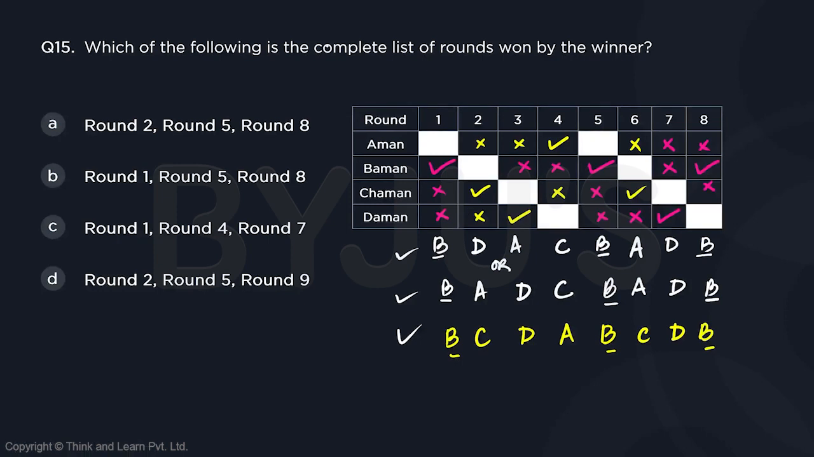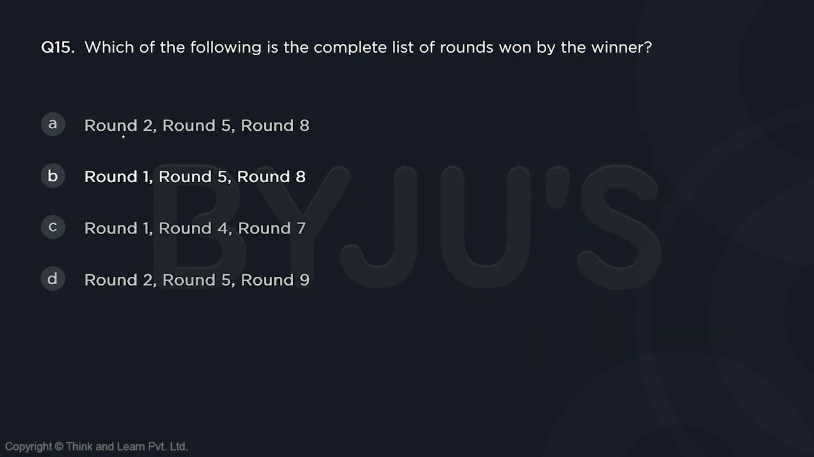Question number 15. Which of the following is the complete list of rounds won by the winner? So we know that round number 1, round number 5, and round number 8, these are the 3 rounds that are definitely won by the winner, who is Barman: 1, 5, and 8. So option B is going to be the correct answer.